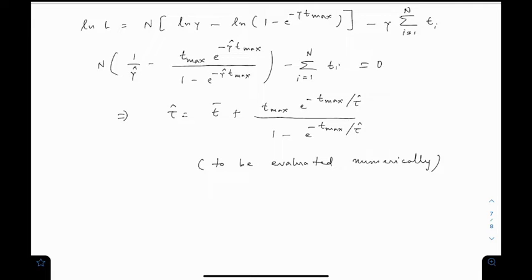Now this is where we'll stop this introductory discussion on parametric inference, likelihood functions, and maximum likelihood estimation. And we'll continue to take a more in-depth look into maximum likelihood estimation in the next lecture.